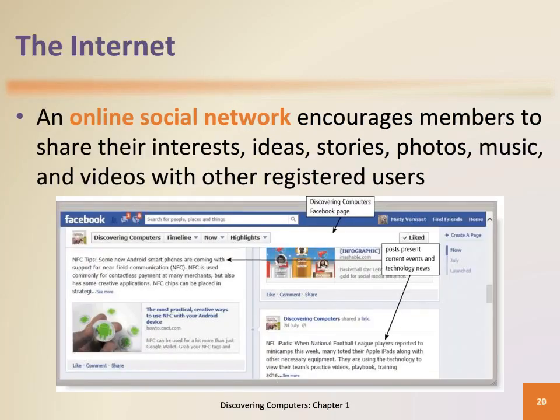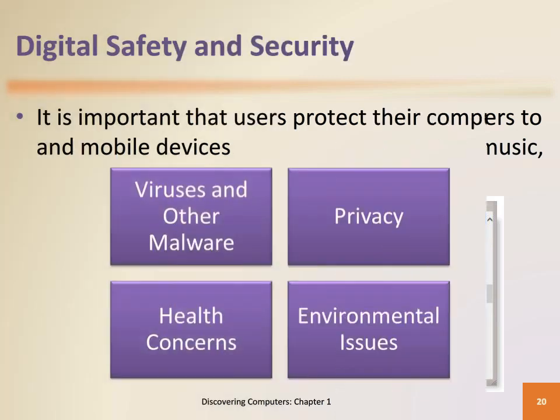Facebook is one example of an online social network. Other examples include YouTube, Twitter, and Instagram. It is important that computer and mobile users are aware of these digital safety and security issues.